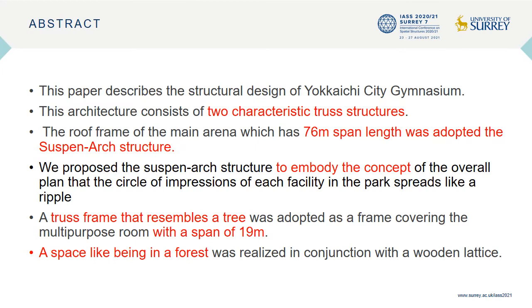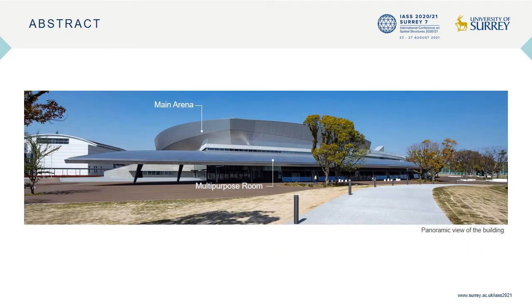This shows the abstract. We designed two characteristic truss structures. Both trusses respond to the design concept. This photo is a panoramic view of the building. The one in the back is the main arena, and the one in the front is a small gymnasium called the multipurpose room.